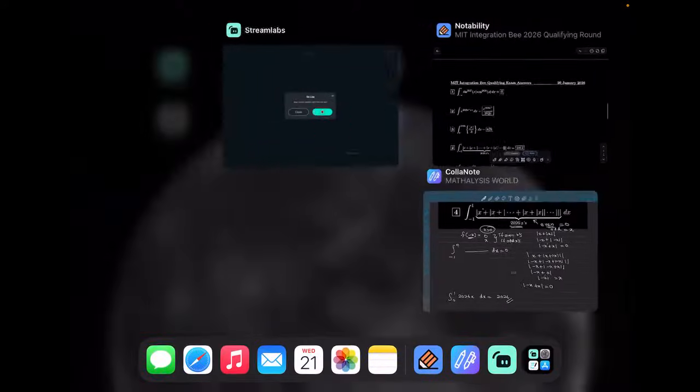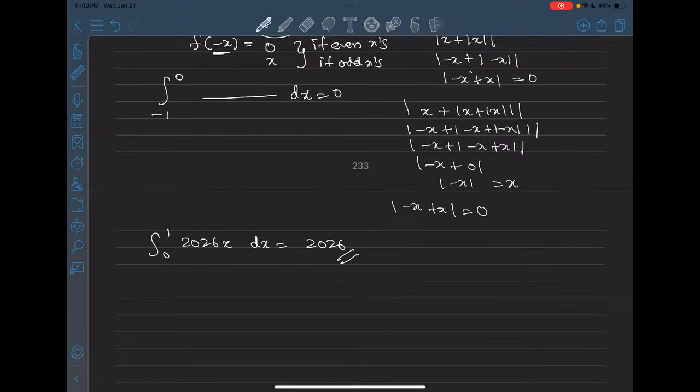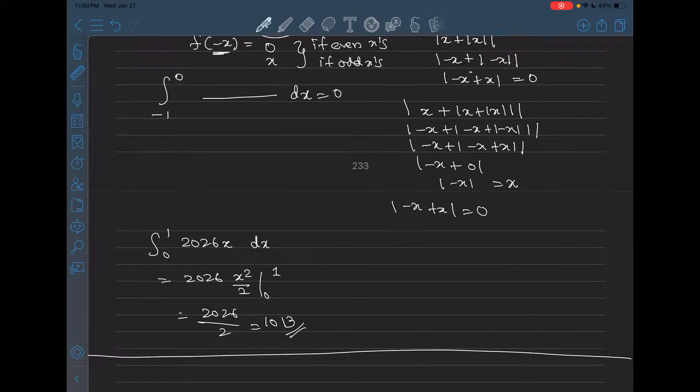Oh, wait. I think I know why. It's 1013. I just made a blunder over here. If I do the integral, this is 2026 x squared by 2 from 0 to 1. So that is 2026 over 2, and that is 1013. Okay, so we did it, guys. This one was a good problem.